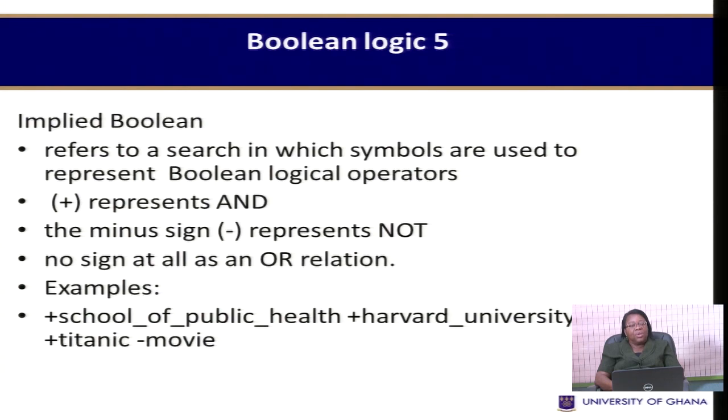So look at the underscore. They also mean it's a form of what? AND. You are closing the gap. When you have another example, plus Titanic minus movie, you are telling the computer, yes, you're looking for everything Titanic, but you don't want the movie Titanic. So if it's a ship Titanic, yes, but not the movie Titanic. That is what the implied Boolean using these symbols represents.